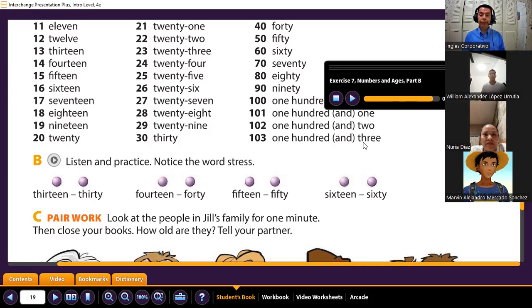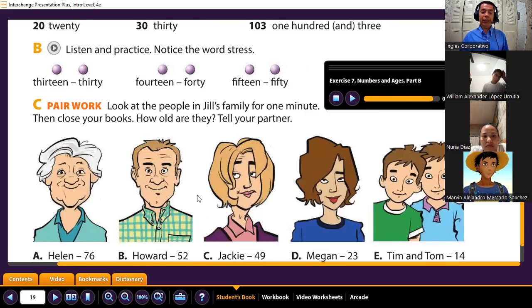Okay, very good. The word stress is donde lleva más fuerza, donde lleva el acento, donde lleva mayor fuerza en la palabra. So, you don't say thirTEEN, no, thirTEEN. You don't say THIRty, no, THIRty. You don't say FORty, no, FORty, right? Okay, now.